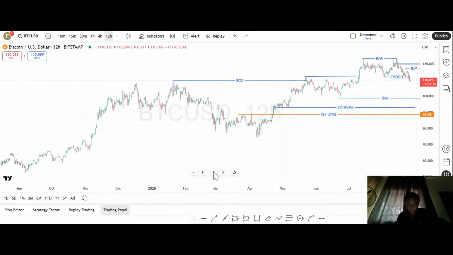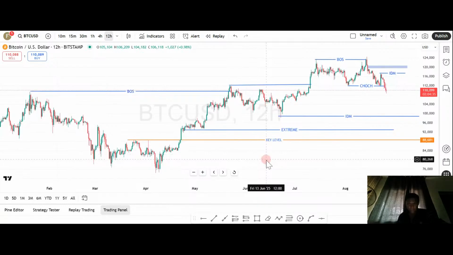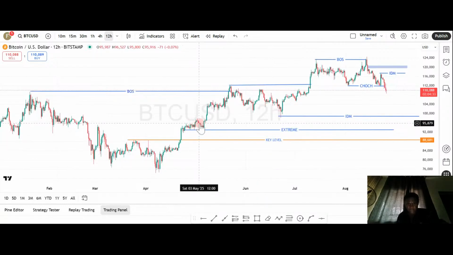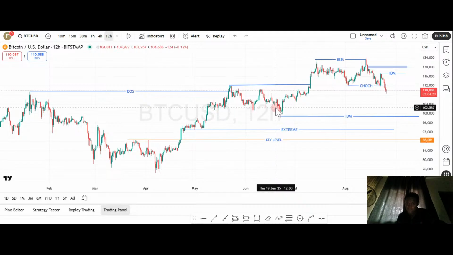So on these 12 hours now, here is the endorsement, extreme endorsement, and here is the endorsement, and there's a key level here now. So I want to buy this market from this extreme endorsement taken out and fair value gap completed and the key level. So that's why I'm buying BTC now.